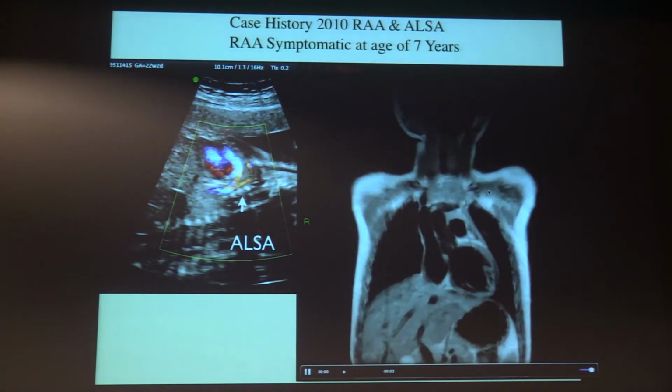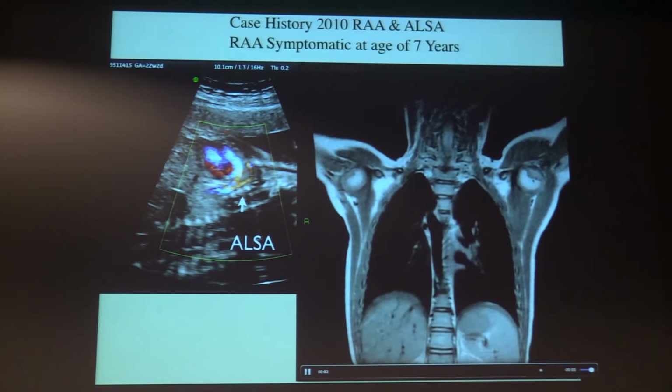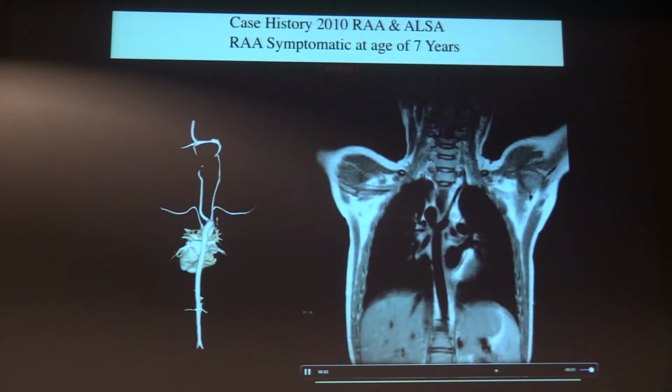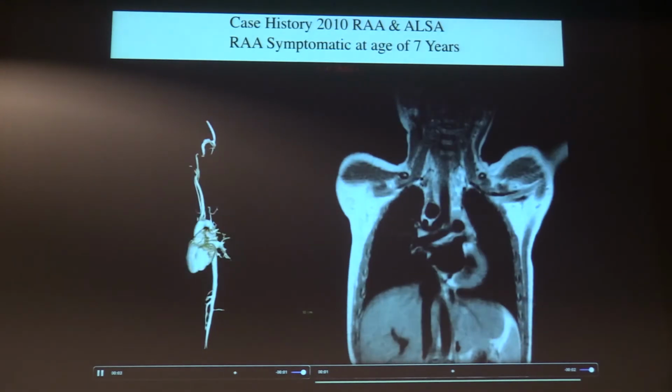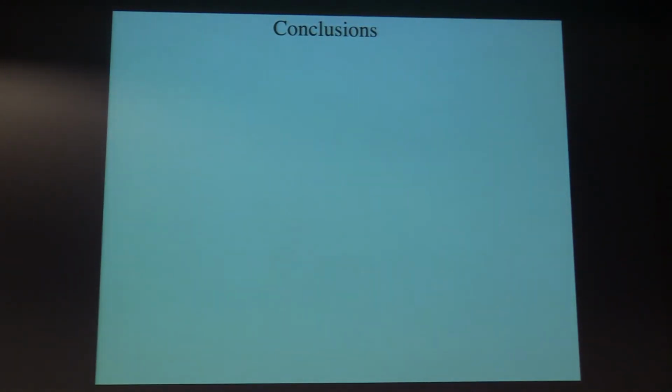So the symptoms arrived only at 7 years old, and this is the MRI that Ishai performed. And you can see, 7 years later, the aberrant subclavian artery with right aortic arch. So in conclusion, among 38 fetuses with right aortic arch, 8 were evaluated postnatally. In all, ALSA was noted. However, only 3 were symptomatic. For the other 5, the mothers were worried about the consequences, so we performed the MRI even though they were not so symptomatic.